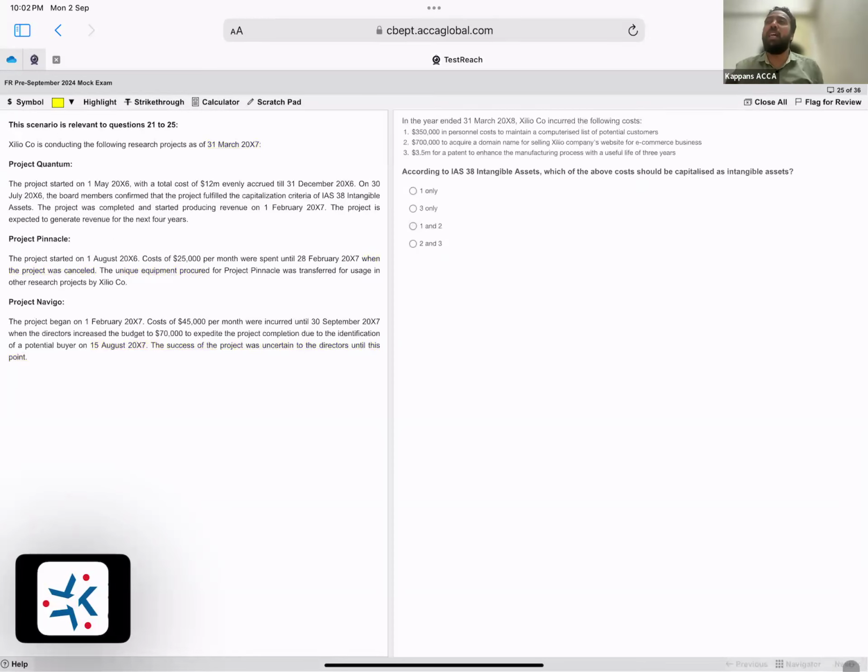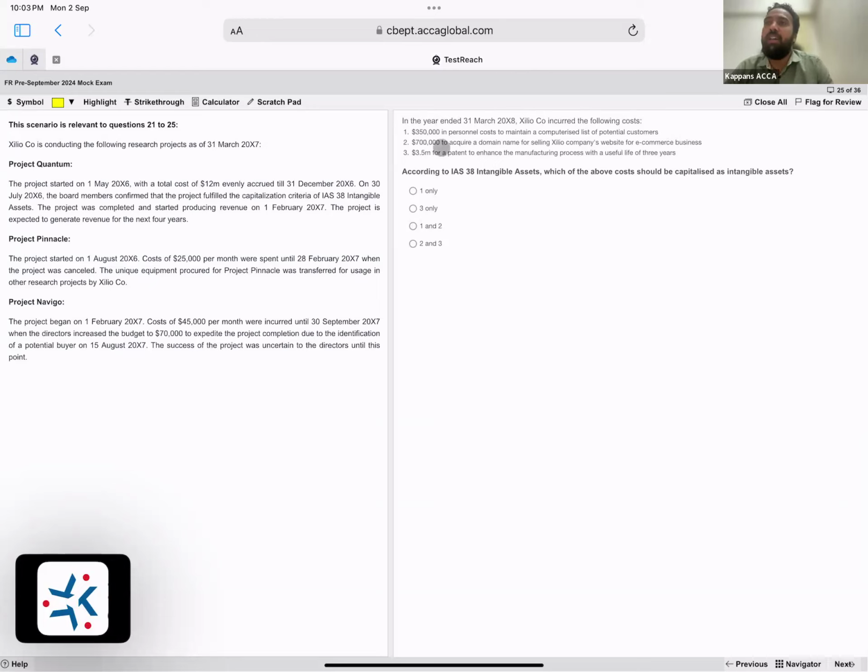Moving to the last question of scenario number 2. In the year ended 31st March X8, Zillow company incurred the following cost. The question is asking, according to IAS 38 intangible asset, which of the above costs should be capitalized as intangible asset? 1. $350,000 in personnel cost to maintain a computerized list of potential customers. No. Personnel cost, and that too a potential customers list, that is an internally generated intangible asset, it cannot be capitalized. So 1 is not the answer.